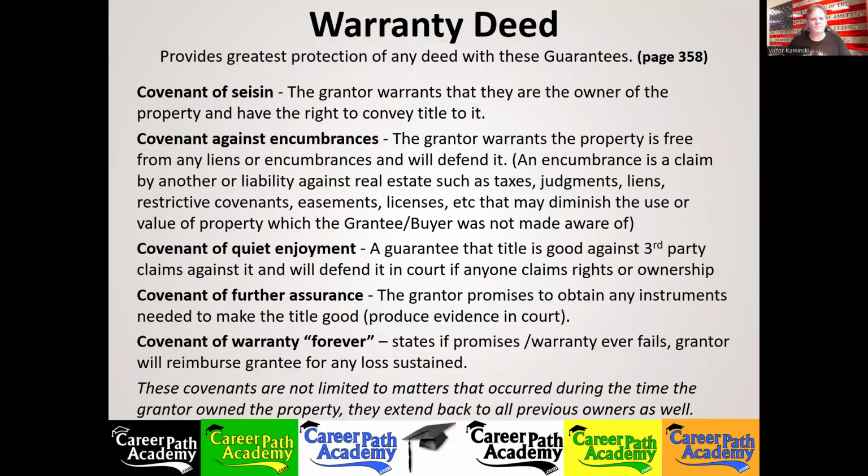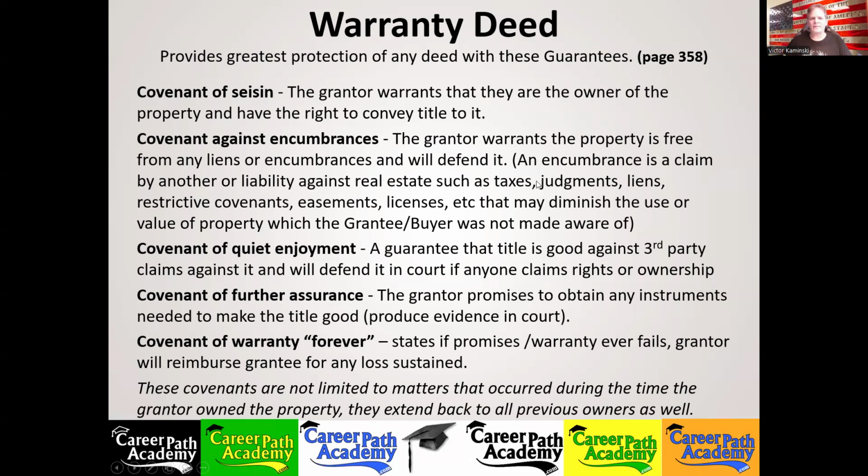All right, so let's go over this. What are those guarantees in a full warranty deed? So we have the covenant of seisin, where the grantor warrants that they're the owner of the property and they have the right to convey the title to it. We have the covenant against encumbrances. These are all the warranties that are made in that full warranty deed. The grantor warrants that the property is free from any liens or encumbrances and will defend the property against any claims that there are liens or encumbrances on it.